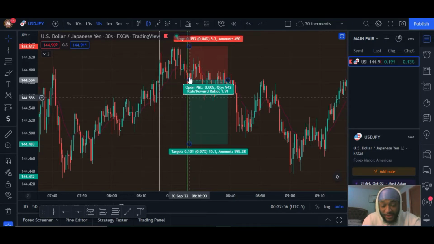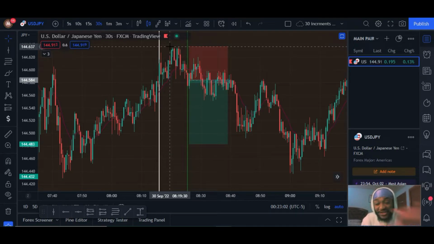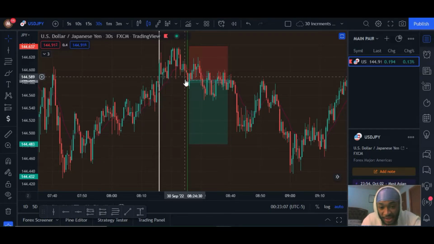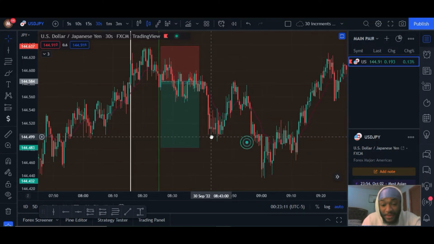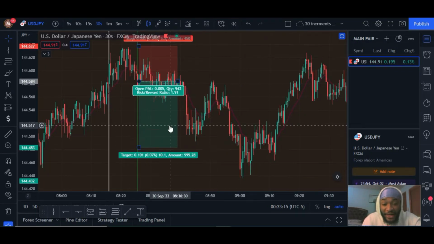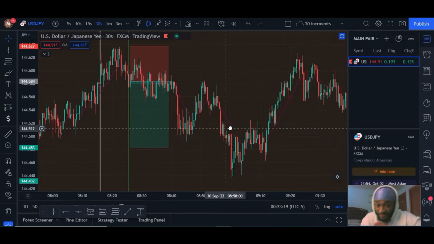Now, as soon as it went against me, you could have added more positions, because as long as this high never got taken out, you could have added another position. But I did one position on this trade. So I got in here, and look, it went to my 10 pips. I'm always trying to catch 10 pips when scalping. And that gave me almost around a 1 to 2. But that's how you do it.